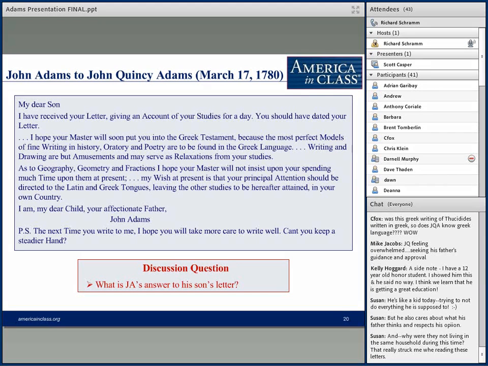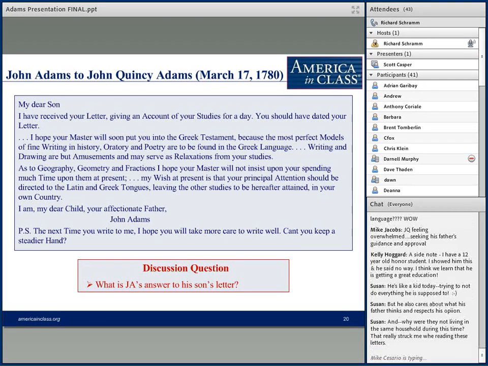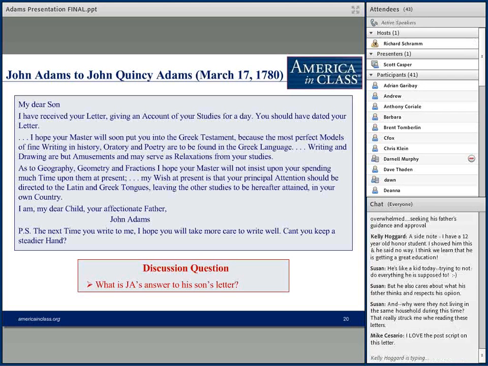My dear son, I have received your letter giving an account of your studies for a day. You should have dated your letter. I hope your master will soon put you into the Greek Testament, because the most perfect models of fine writing in history, oratory, and poetry are to be found in the Greek language. Writing and drawing are but amusements and may serve as relaxations from your studies. As for geography, geometry, and fractions, I hope your master will not insist upon spending much time upon them at present. My wish at present is that your principal attention should be directed to the Latin and Greek tongues, leaving the other studies to be thereafter attained in your own country.